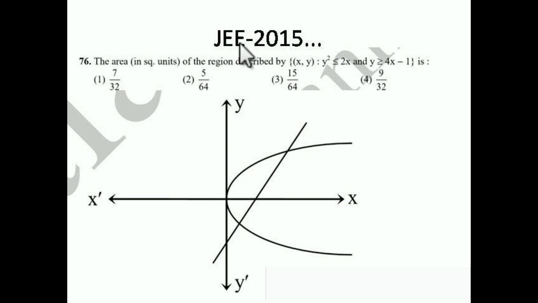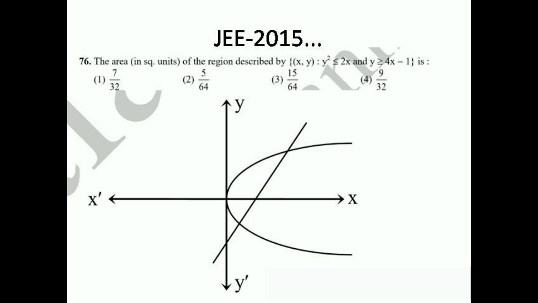This was asked in JEE 2015. The area of the region described by (x, y), where y square is less than or equal to 2x and y is greater than or equal to 4x minus 1, is. Okay, see friends, first of all you have to make a good graph. How are you going to make that?